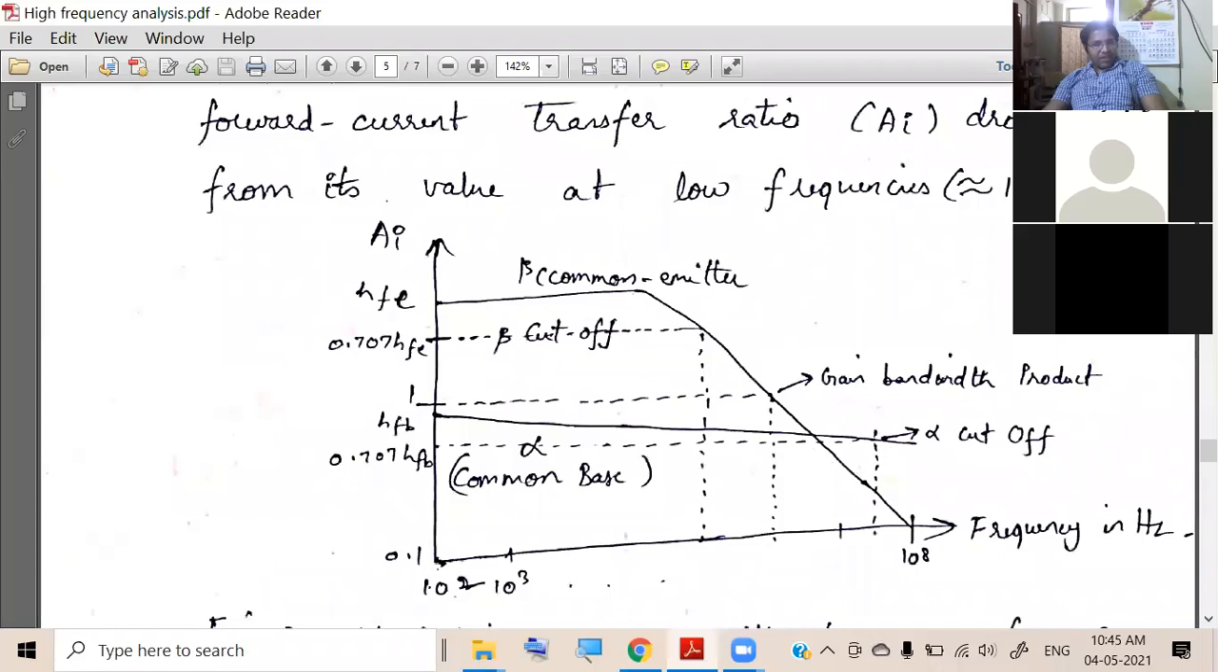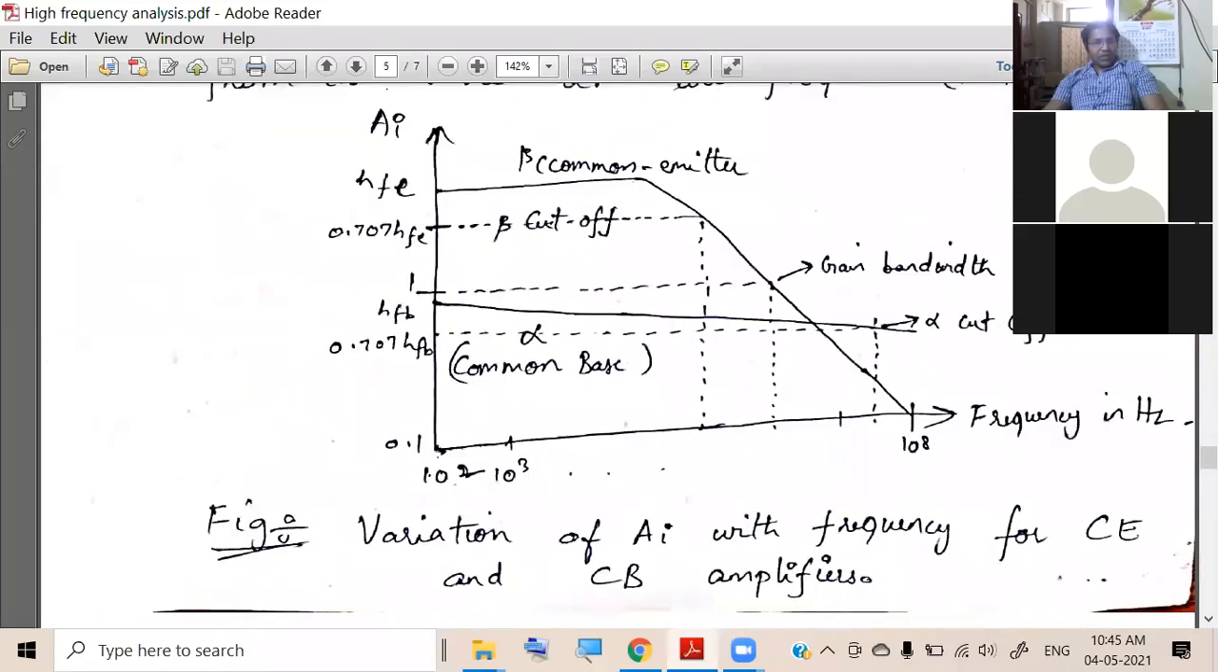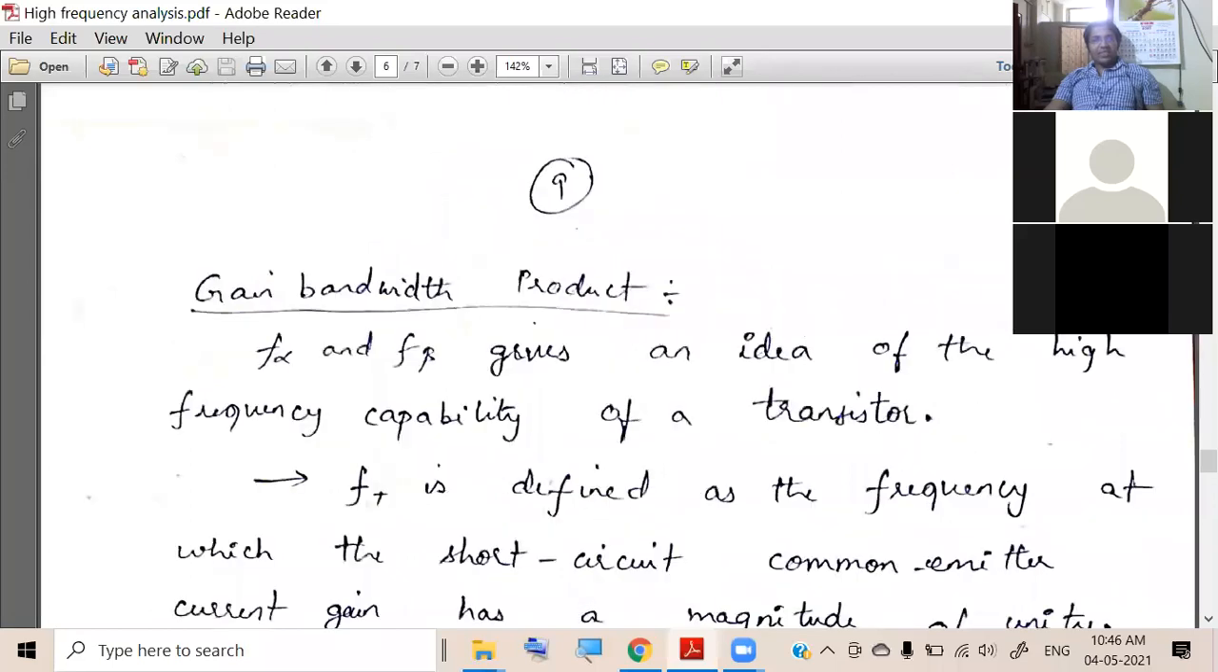This is the alpha cutoff frequency. Then this one is the beta cutoff frequency. So far, we have discussed current gain in common emitter, we derived the expression for cutoff frequency also. Common base we did derive, similarly. Based on the understanding of the values, we have seen that the short circuit current gain in common emitter configuration is high. Here cutoff frequency is low compared to common base. Common base has low gain and higher cutoff frequency. Fine. So this we have completed.